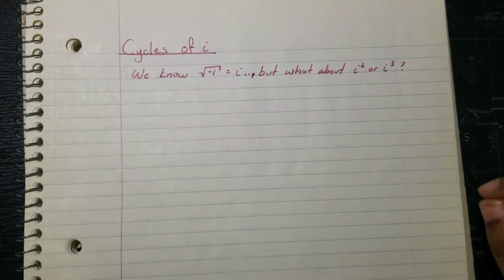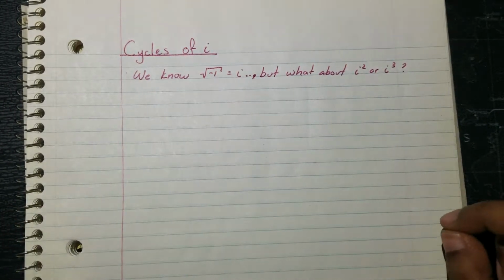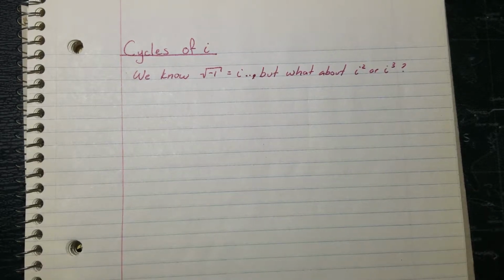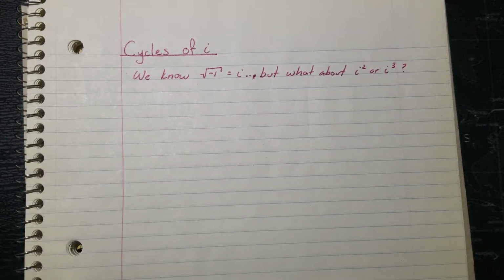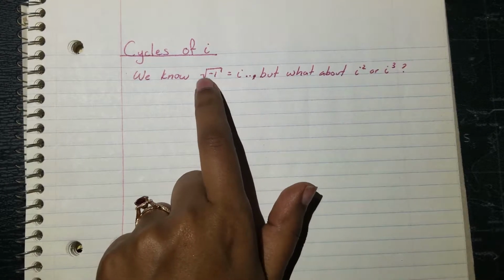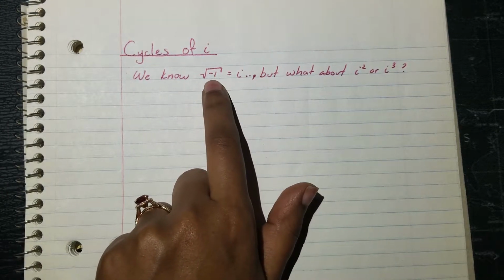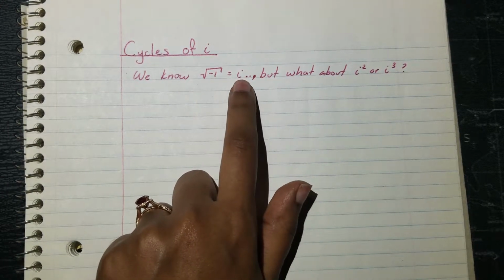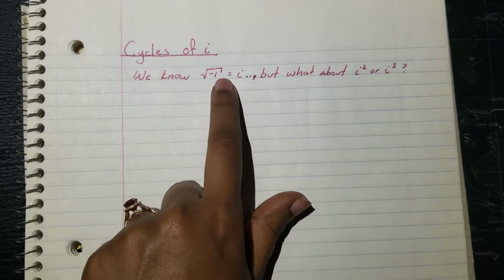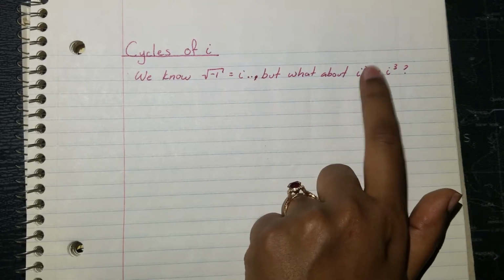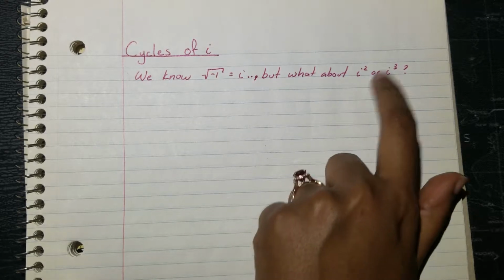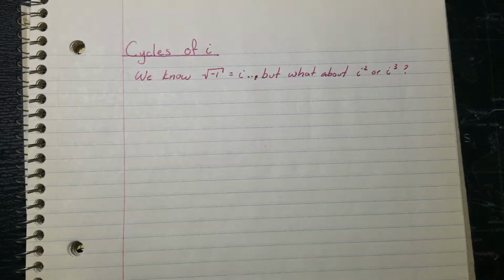Hey everyone, so today we're going to go over the cycles of i. Now in my previous video, we went over complex numbers and we defined that whenever we have the square root of -1, it's automatically defined as i. But what happens if we apply an exponent to i, like i squared or i cubed? What would the answer look like then?